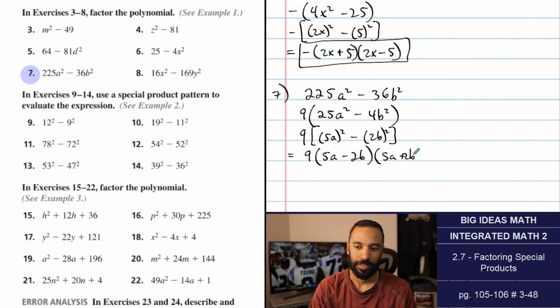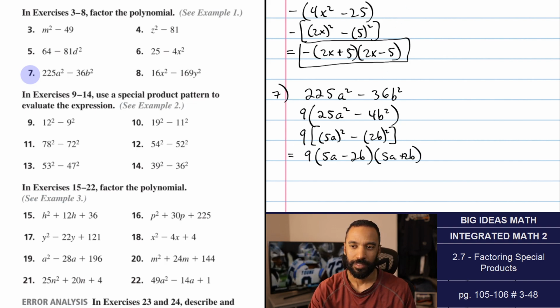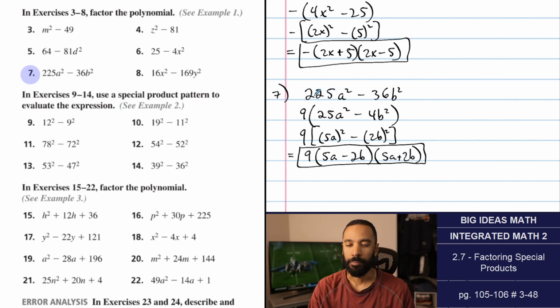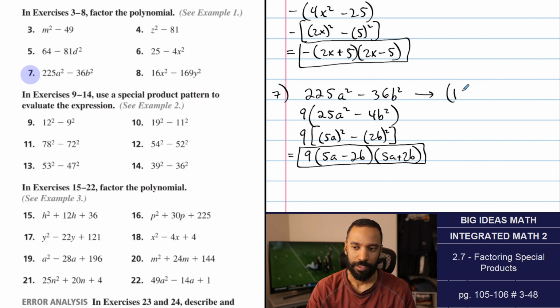Now, let me bring up the notion that maybe you wouldn't have recognized that. There was only one reason I recognized it. It's because of understanding my factors of 9, divisibility by 9 rules. But let's say that you factored it into 15a squared minus 6b times 15a squared plus 6b.